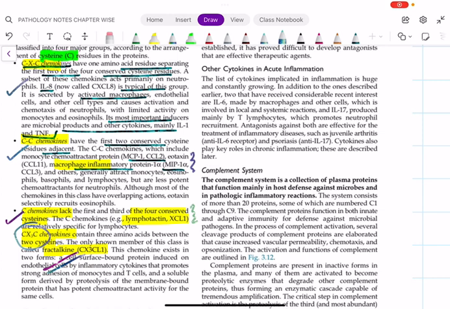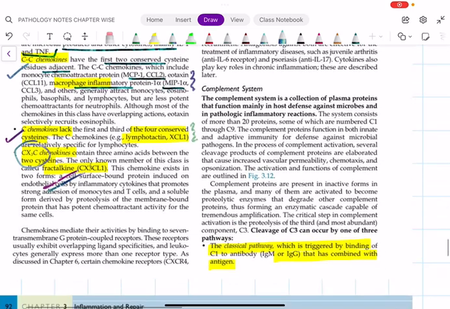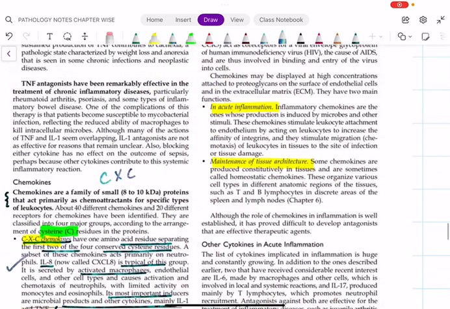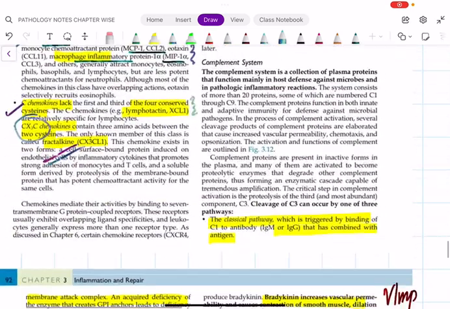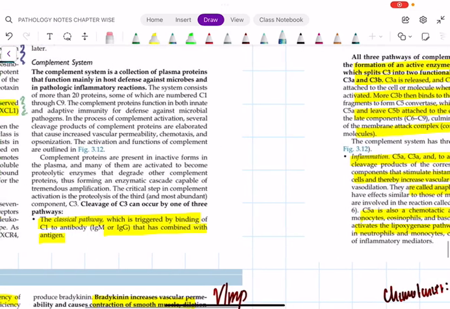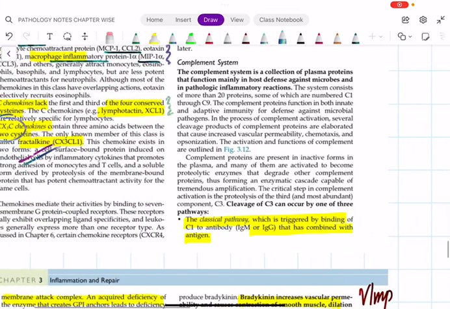Okay, I hope it is clear for you. Fine, done. Let us then come to what we call the complement system. I am telling just the basics, because I don't want to make you confused, as it has to be dealt with in depth in microbiology.